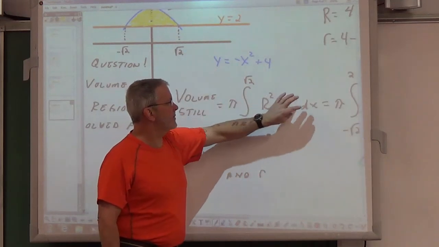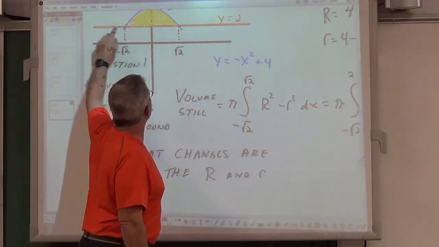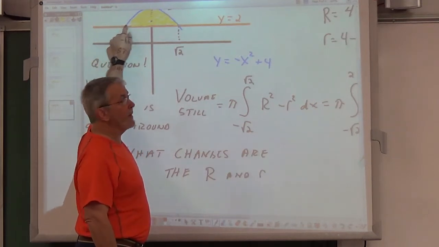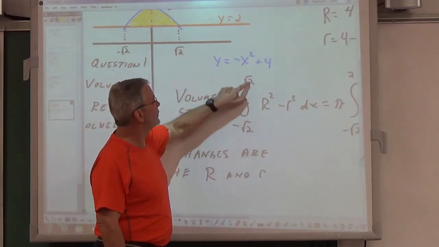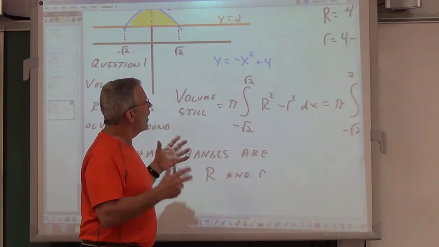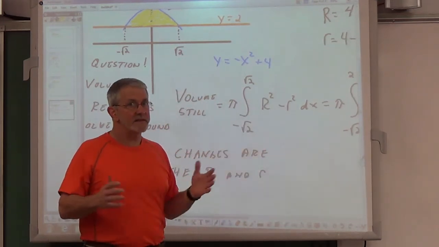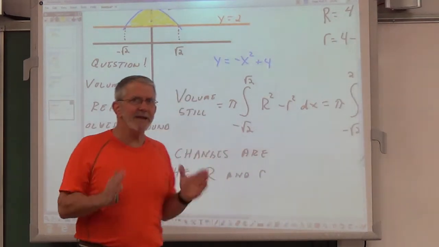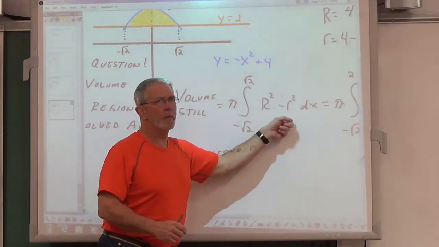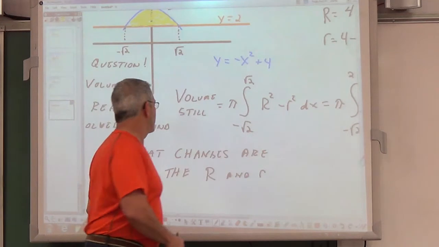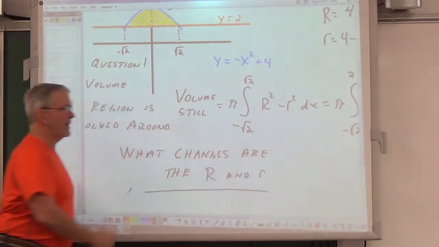Pi big R squared minus little r squared. And I'm still going from the lower bound to the upper bound, from negative square root of 2 to positive square root of 2. All I need to do is find the big R and the little r. It's the same thing. But what changes are these big R and little r. So you go back, that's what changes.